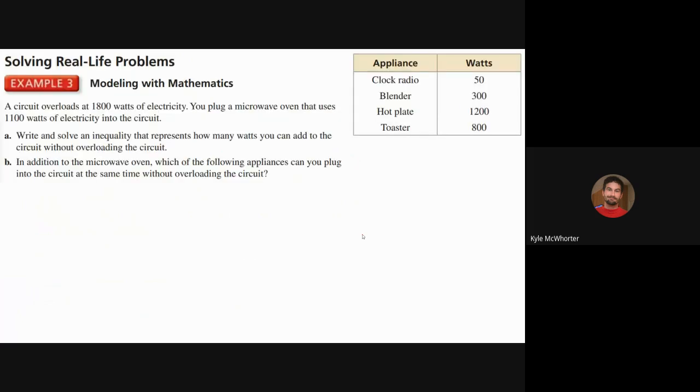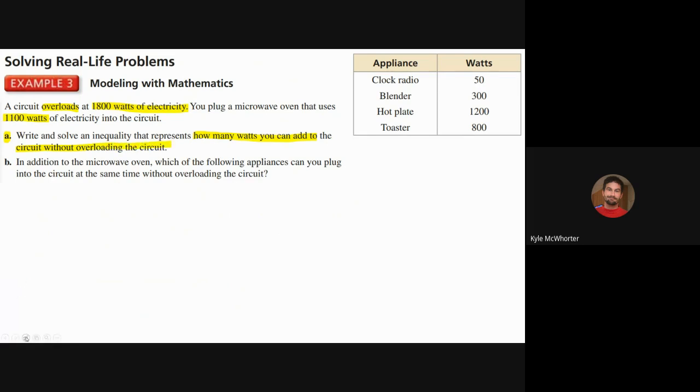Okay, so last big example, example 3. We have a circuit that overloads at 1,800 watts of electricity. You plug in a microwave that uses 1,100 watts. And now for part A, we want to write and solve an inequality that represents how many watts you can add to the circuit without overloading it.